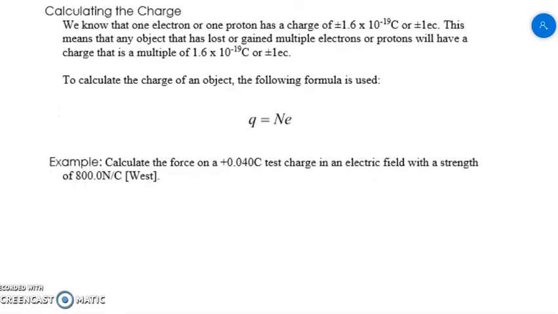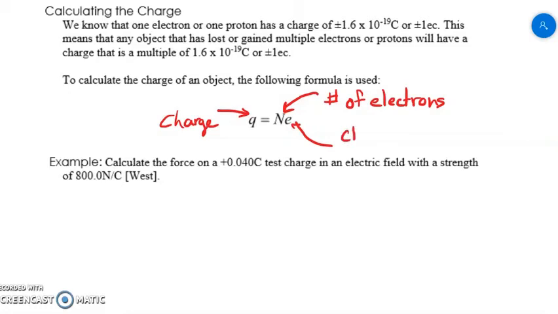Now, when you're calculating the charge on an object, you could use this formula. So this is charge equals the number of electrons gained or lost, number of electrons times this e here, which is the charge on one electron. And that's in coulombs, so that would always be 1.6 times 10 to the negative 19 coulombs. Okay, so this is really just a way of converting ECs to coulombs. The number of ECs that you have, which is the number of electrons, times the charge on each electron gives you the charge in total in coulombs.